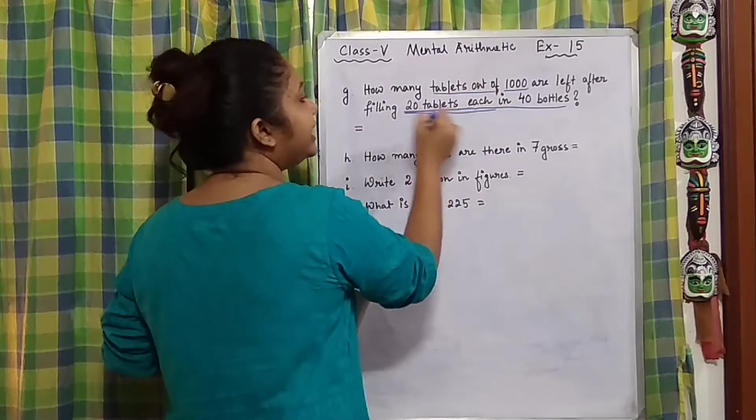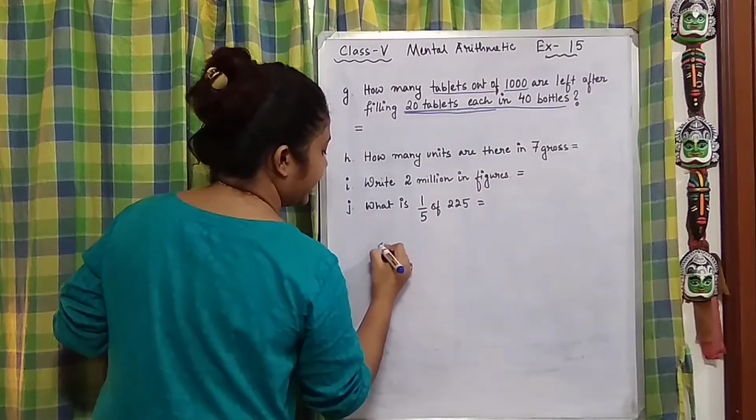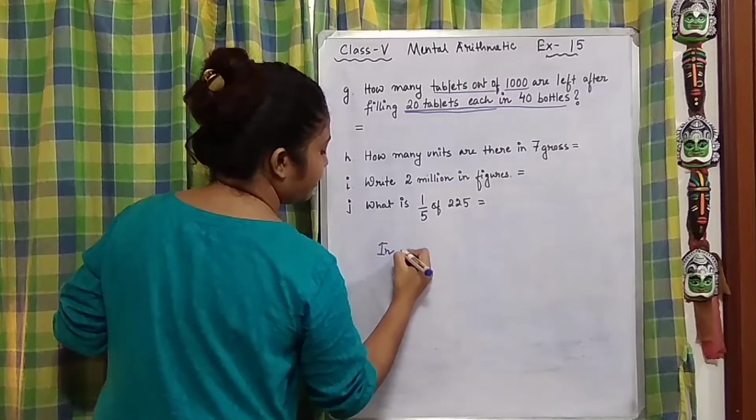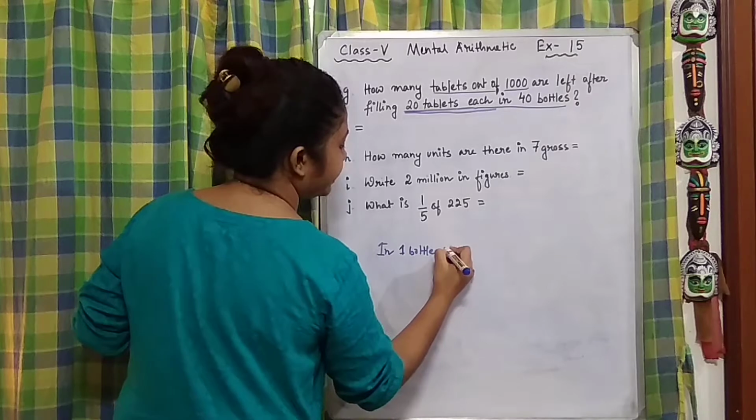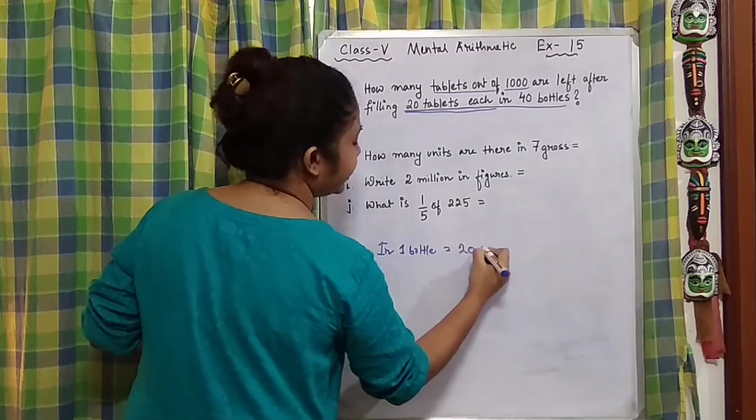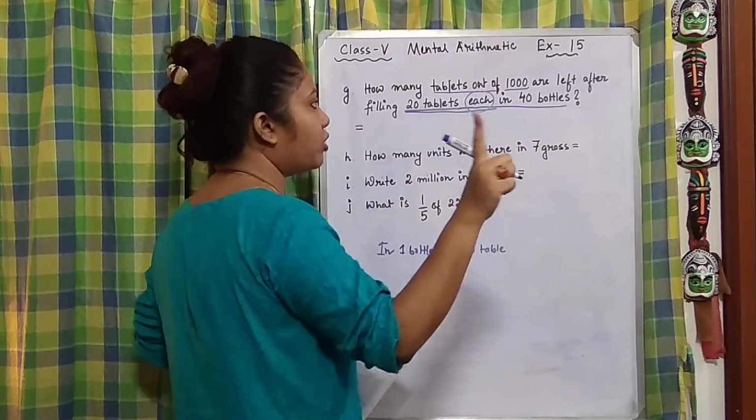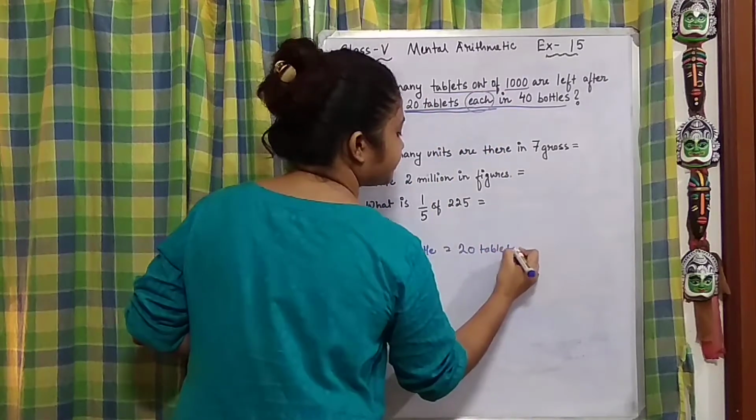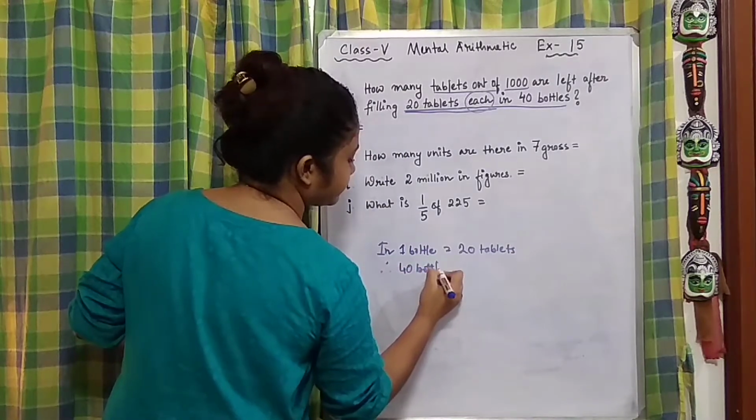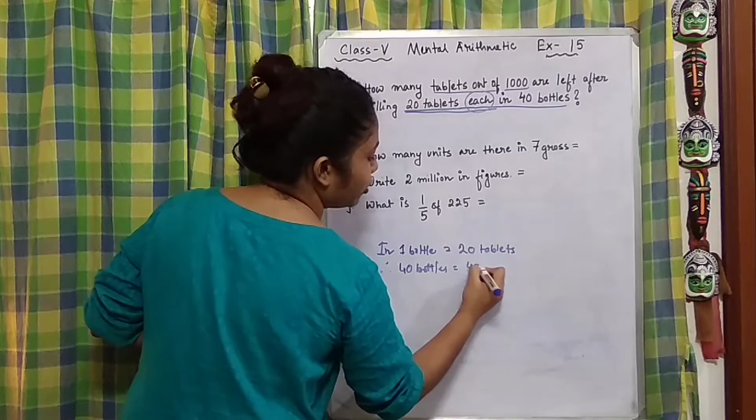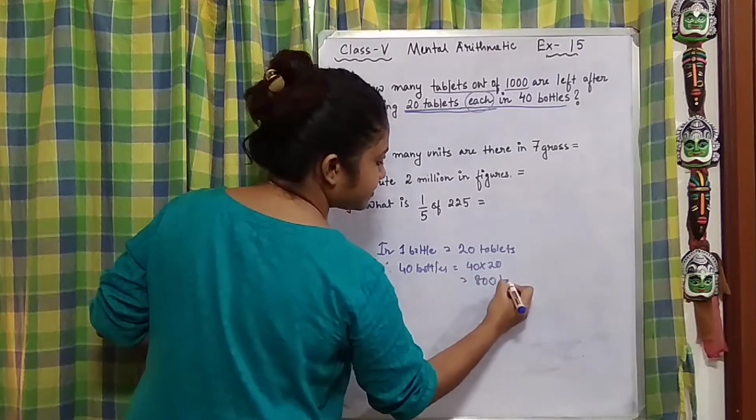After filling 20 tablets in 40 bottles each means first, in one bottle they have added 20 tablets. Okay, each, mark this word, in one bottle they have added 20 tablets. Therefore in 40 bottles, how many tablets will be going inside? 40 into 20, that means 800 tablets.